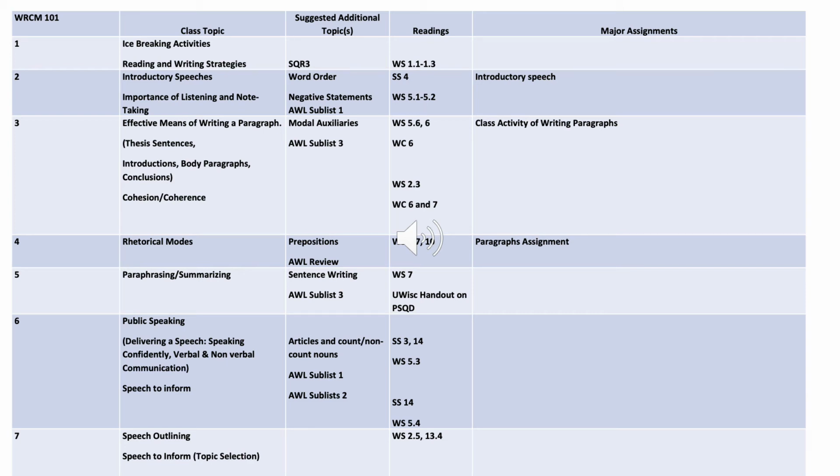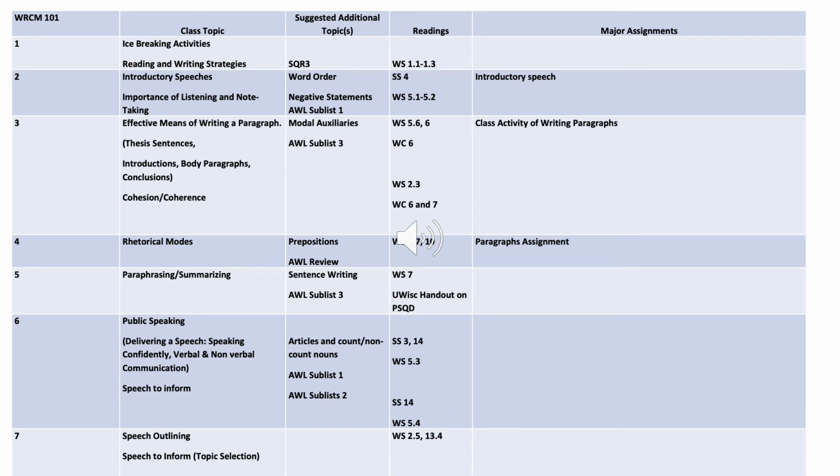So in the second week, we will learn about introductory speeches, importance of listening and note taking. We will also learn about the importance of word order in a sentence, and then about negative statements, and AWL is Academic Word List, sublist 1. And then we will also do our introductory speech in the second week of the semester.